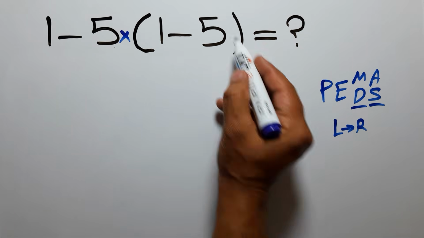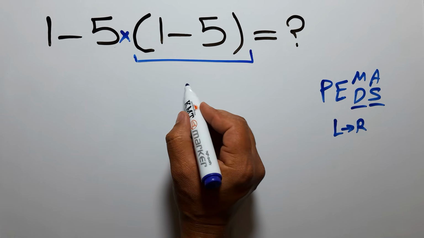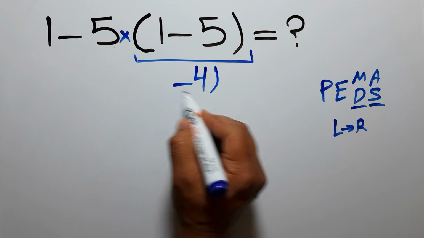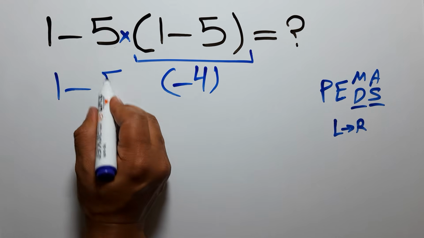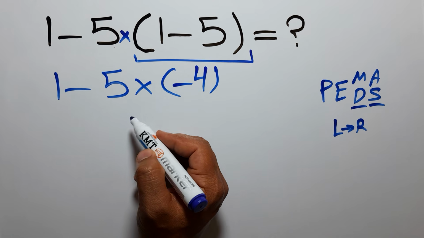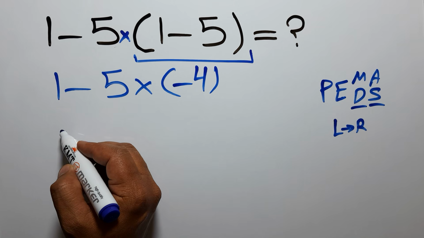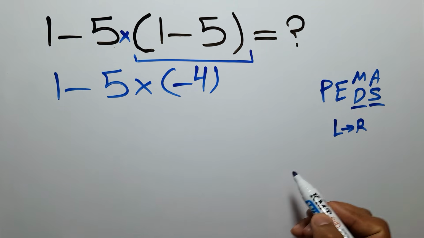So first we have to do this parentheses. Inside this parentheses we have 1 minus 5, which equals negative 4. So we have 1 minus 5 times negative 4. Now we have one subtraction and one multiplication. According to PEMDAS, multiplication has higher priority than subtraction, because multiplication comes before subtraction.